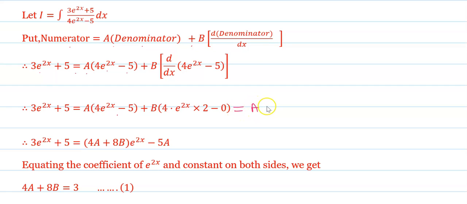This is a (4e^(2x) − 5) plus 8b into e^(2x). Okay. Now collect the terms of e^(2x). What you will get? 4a, and this is the 8b. 4a plus 8b, take e^(2x) as common. Next, minus 5a. This is the minus 5.